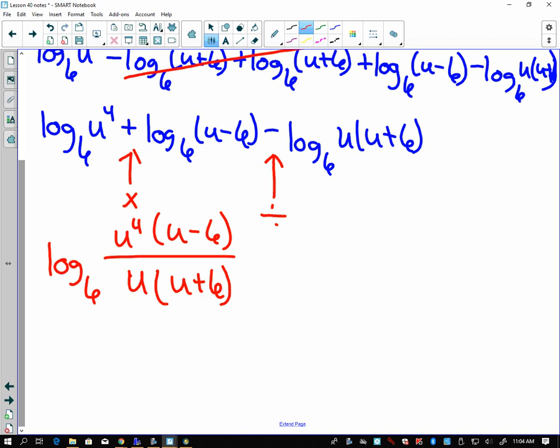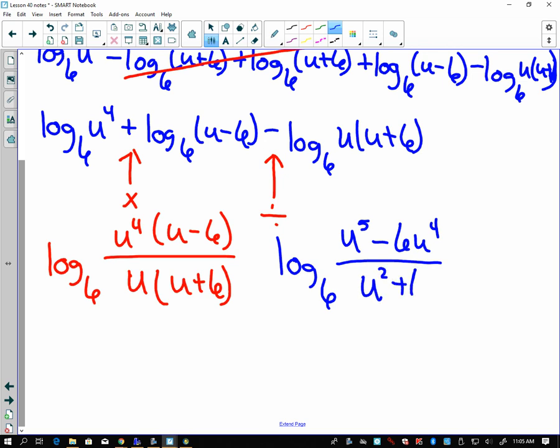Okay? How you can cancel? Well, no, they don't necessarily cancel. If they had been u minus 6 over u minus 6, they would cancel, right? So let's go ahead and do this. We've still got log base 6, let's go ahead and distribute. You know, that's going to give me what, u to the fifth minus 6u to the fourth, right? Yep. Okay. All over u squared plus 6u. Okay, does that make sense?